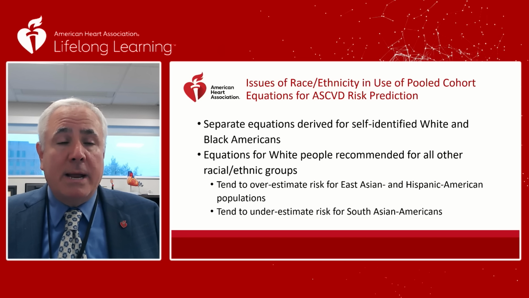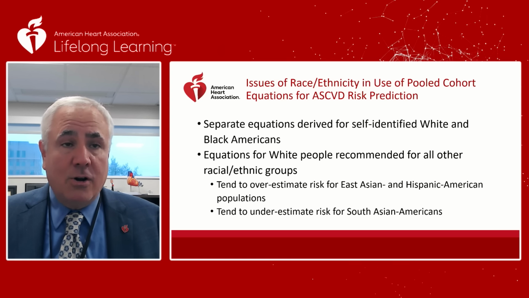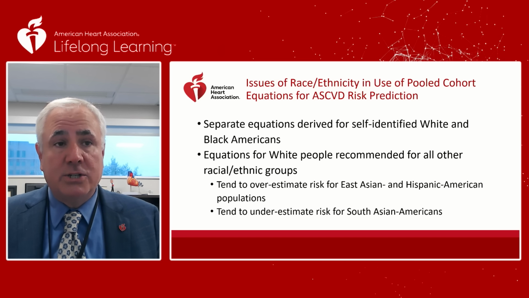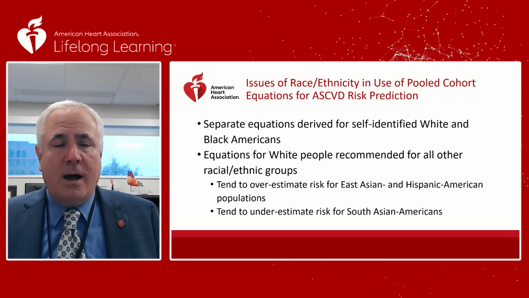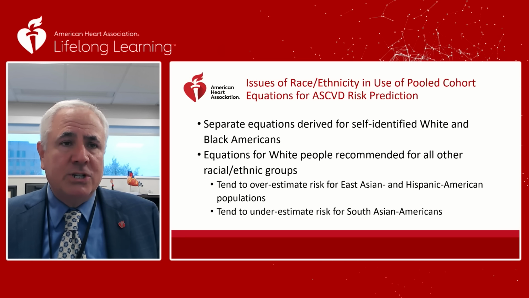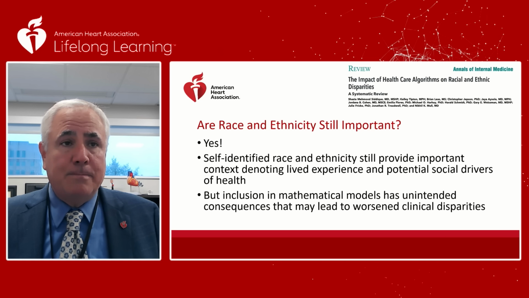And so, based on observational data, we made broad recommendations saying that if you use the white equations for someone with East Asian or Hispanic American heritage, we should know that we're tending to overestimate the risk. And likewise, if the patient is a South Asian American, we are tending to underestimate their risk if we use the white equations. So we kind of had this qualitative fudge factor, if you will, for those race and ethnic groups, which wasn't ideal, and I think led to some confusion as well.